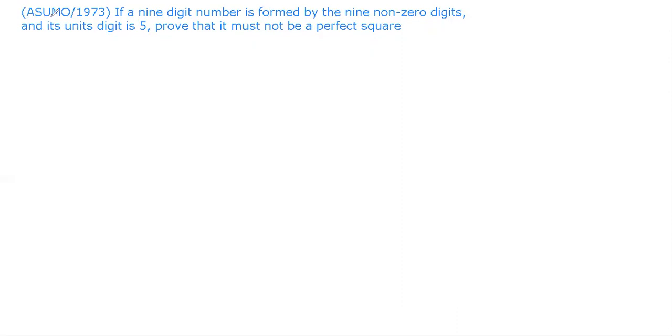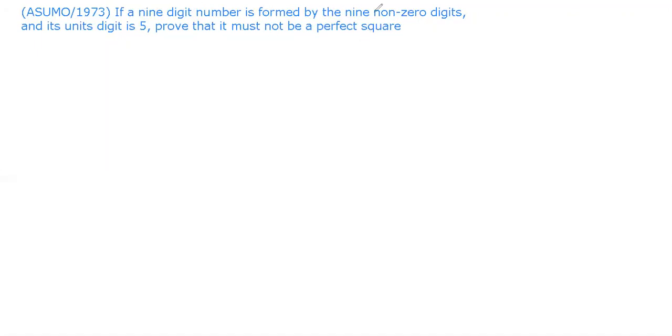In this video we are going to deal with a problem from the Soviet Union Mathematical Olympiad of 1973 that says: if a 9-digit number is formed by the 9 non-zero digits and its unit digit is 5, prove that it must not be a perfect square. First of all, I want you all to try this problem. Pause this video, and when you're ready, keep watching.